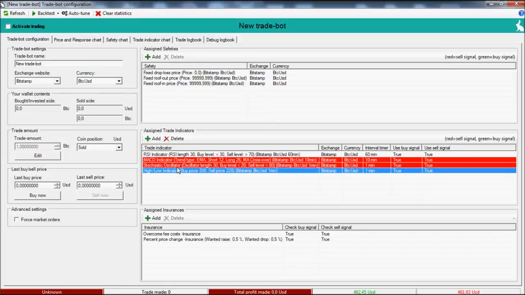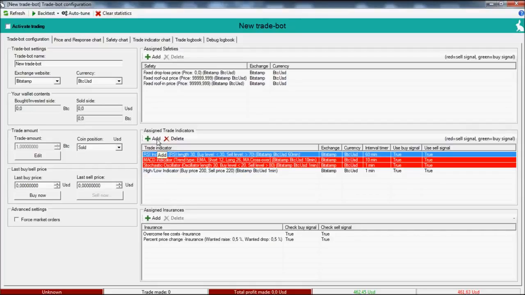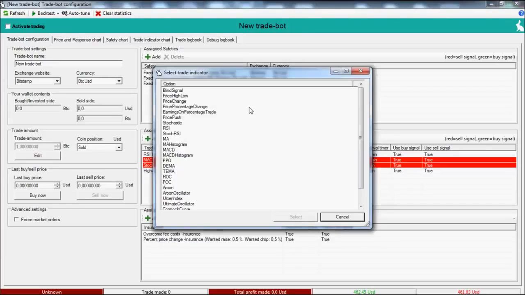Red indicates that indicator wants to sell. If it was blinking green, then it would be buying. Alright, let's go over if we want to add an indicator. We just press add, and here's a list of the indicators that you can use.